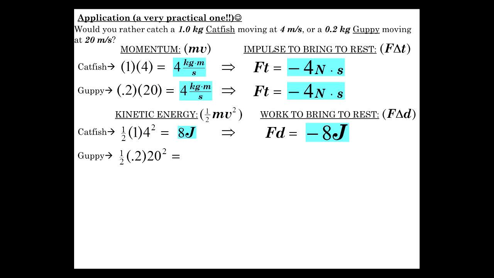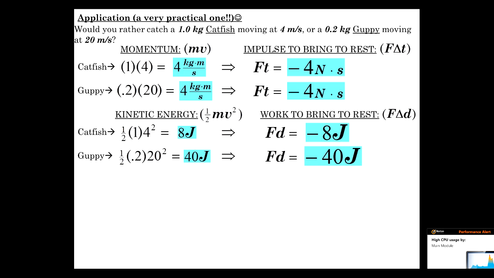For the guppy, 1/2 m times 20 squared is not 8, it's 40. So the work to bring it to rest in this case is minus 40 joules. That's a huge difference, isn't it? 5 times as much work to bring the guppy to rest than the catfish.